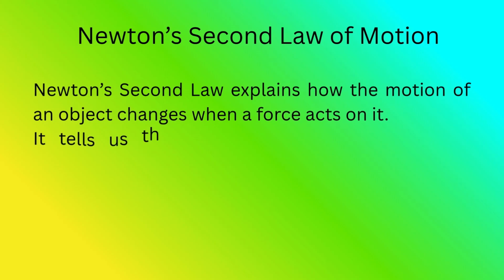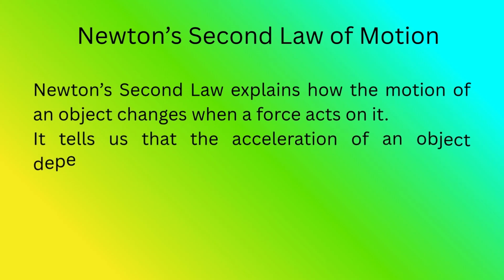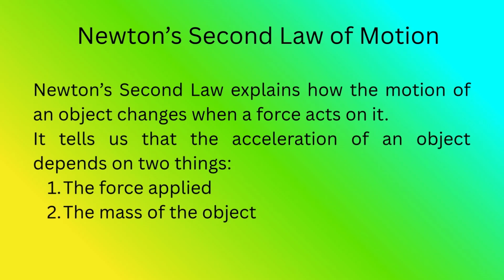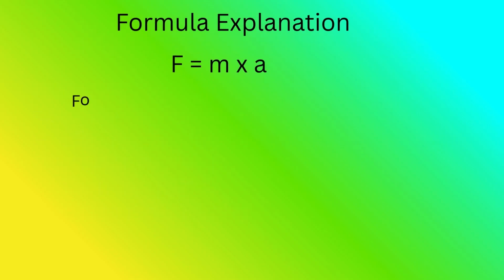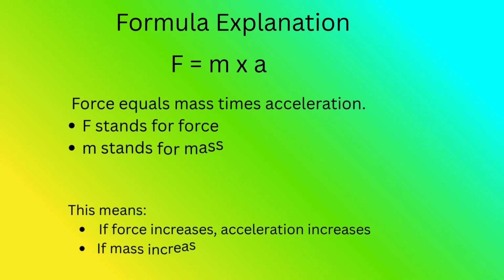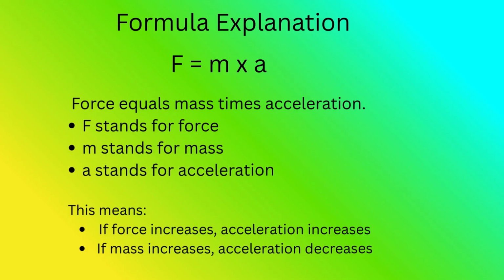Newton's second law explains how the motion of an object changes when a force acts on it. It tells us that the acceleration of an object depends on two things: 1. The force applied. 2. The mass of the object. Newton wrote this law as F = m × a. Force equals mass times acceleration. This means if force increases, acceleration increases. If mass increases, acceleration decreases.